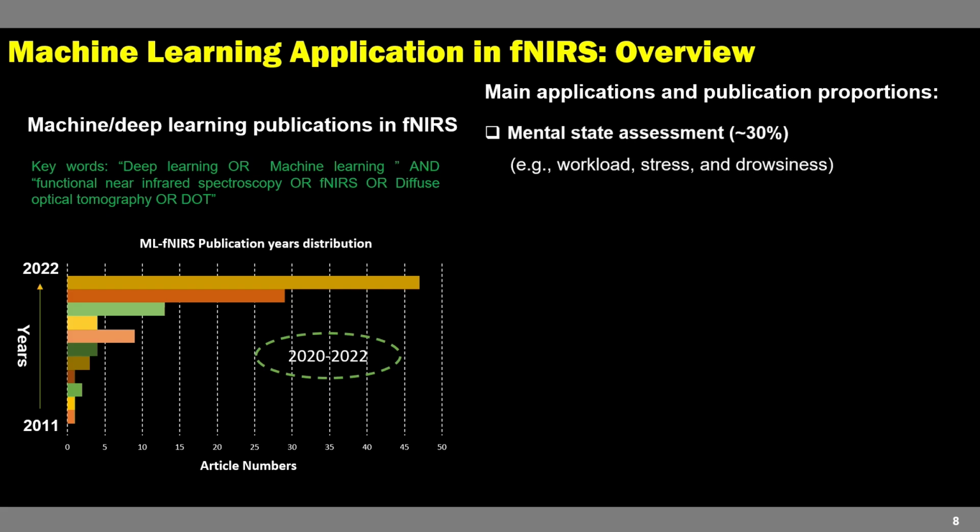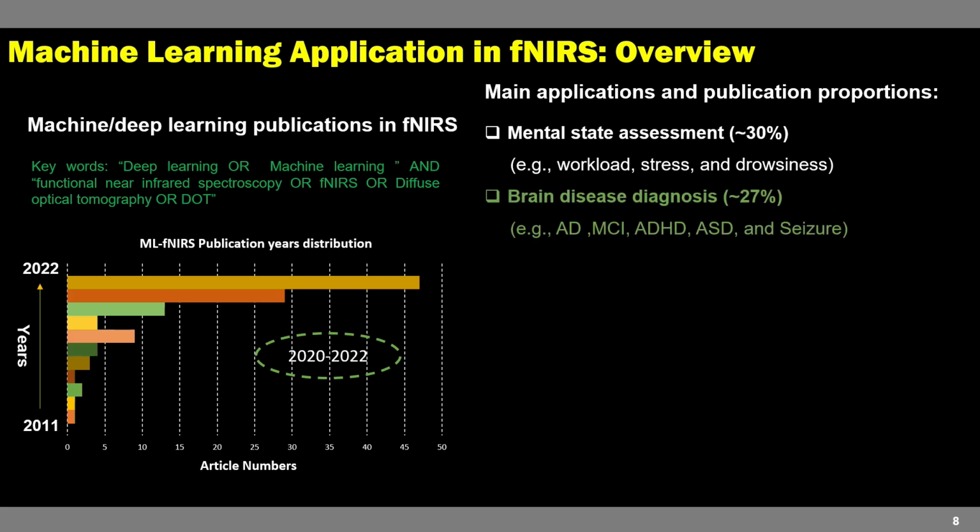We generally divide them into several categories, such as mental state assessment. For example, whether you are stressed or hungry, the different patterns of the hemodynamic response can be detected and assessed. Similarly for brain disease diagnosis, such as Alzheimer's disease, autism or other diseases, because these have different patterns in the brain, we can also diagnose them.